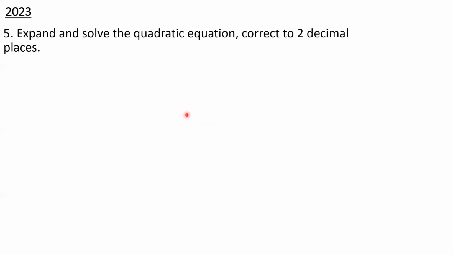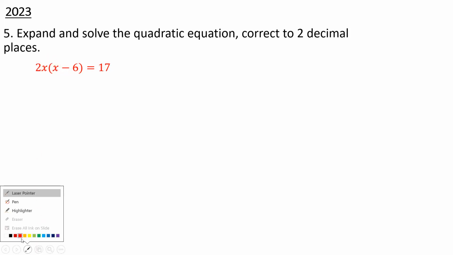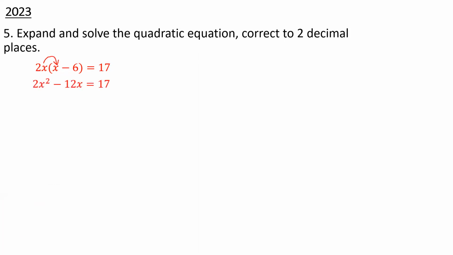So this question says: expand and solve the quadratic equation, correct to two decimal places. Here we have the quadratic equation 2x multiplied by x minus 6 equals 17. The first thing that we must do is multiply 2x and x. So 2x times x is 2x squared.